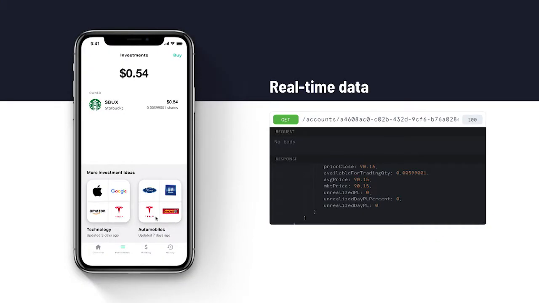And so now we can start presenting him with things like, hey, next, why don't you look at some thematic portfolios I have on the bottom here? So consider investing in this technology basket or this automobiles basket. Or maybe the next right thing is a robo portfolio. And so you can imagine with APIs like that, there's really no limit to what you can build.